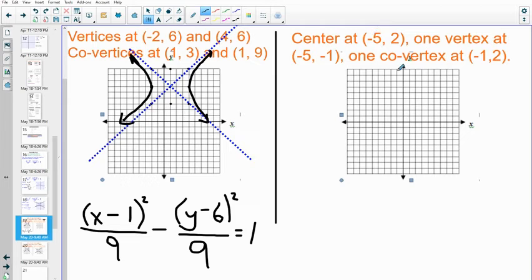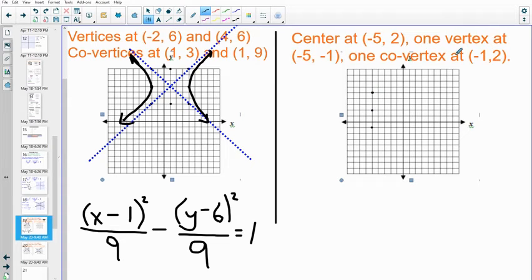And then the final example for today, my center is given at (-5, 2). Did I count right? 1, 2, 3, 4, 5. One vertex is at (-5, -1). And even though I only gave us one of those vertices, if I know where the center is, then the other vertex must be the same distance away on the other side. So (-5, 2) is 3 units away from (-5, -1). So I'll add 3 to the y value to get my other vertex.